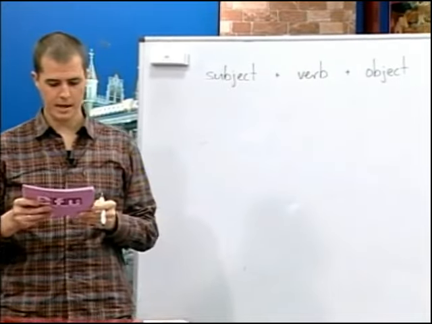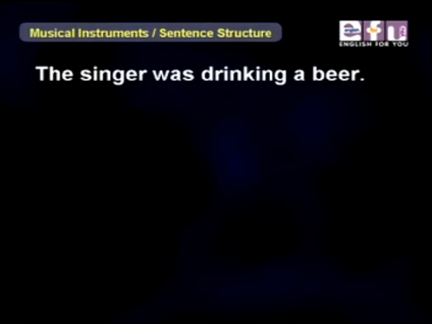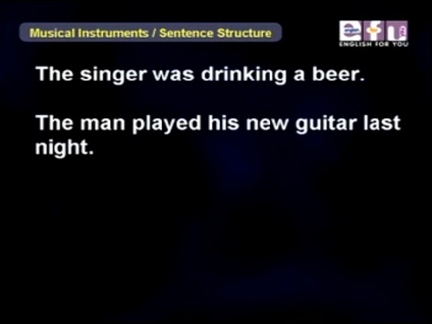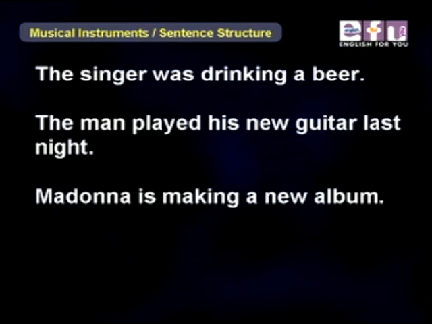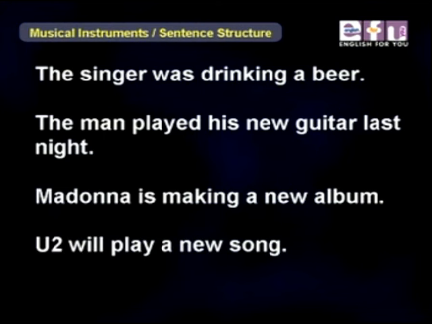For example, let's put a sentence on the board. The singer was drinking a beer. And the man played his new guitar last night. Let's use Madonna. Madonna is our subject. Madonna is making a new album. Object, a new album. And finally, you two will play a new song.